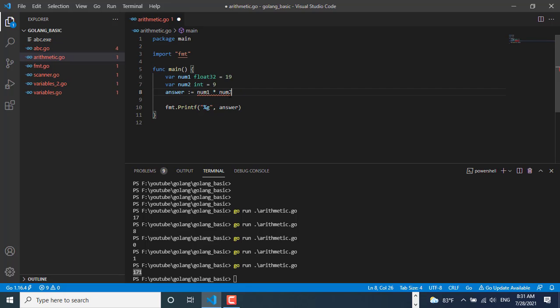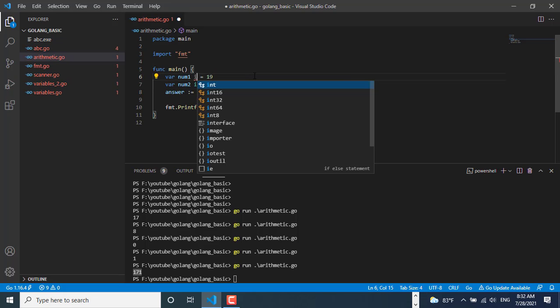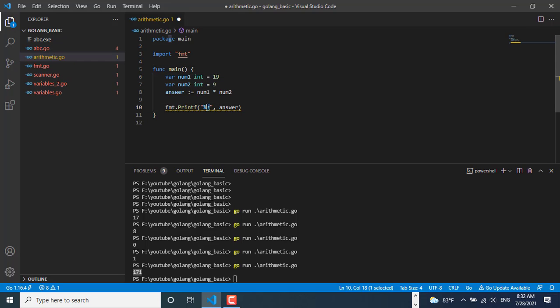That is invalid operation: mismatched types float32 and int. That is the error. That means those two variable types should be the same to do the operation. Okay. If it should be int, then that is 8, then this will be 5.